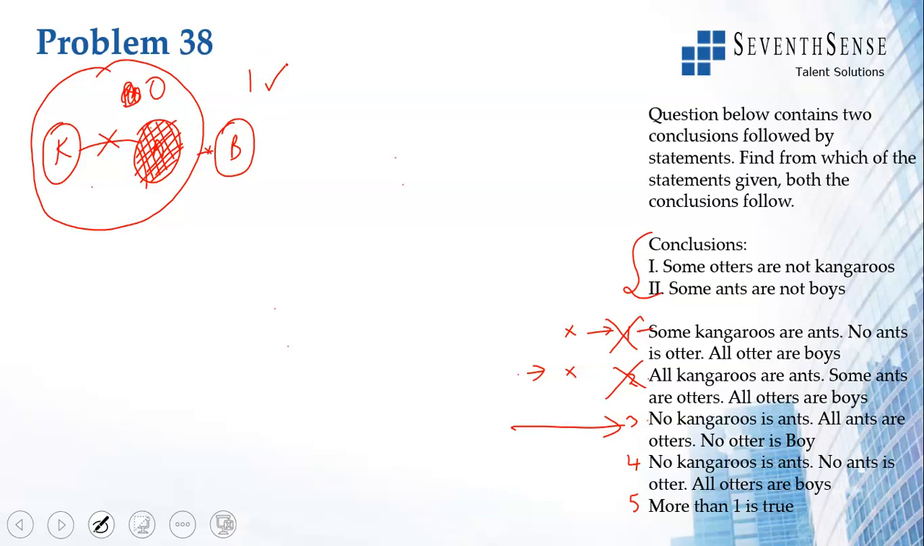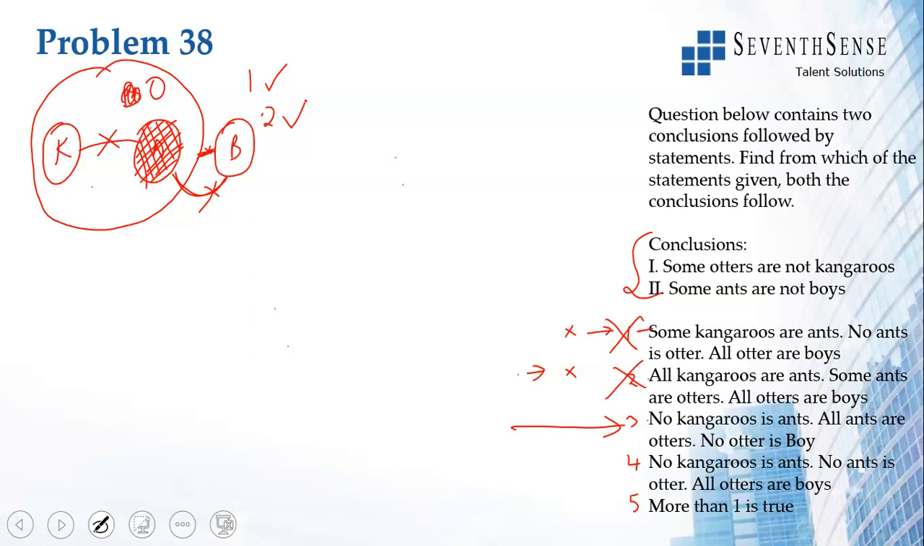Let us look at the second conclusion. Some ants are not boys. See, all the otters are not boys. So there is no overlap between otter and boys. So between this and this also there can't be any overlap because all ants are otters. And second conclusion is also valid. So for the basic diagram it is correct. Let us draw some alternate diagrams and see if it is still correct.